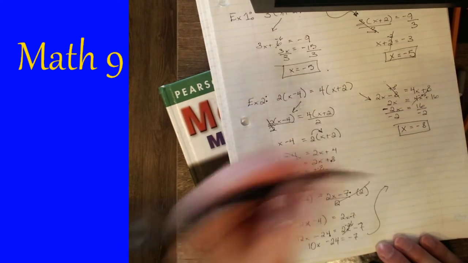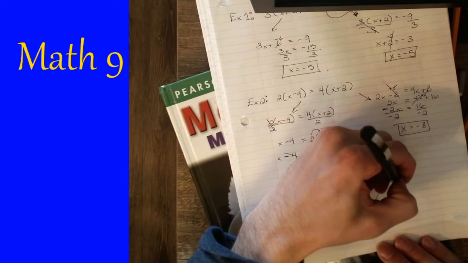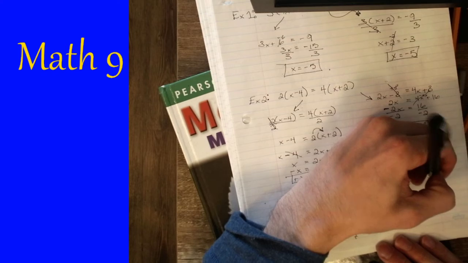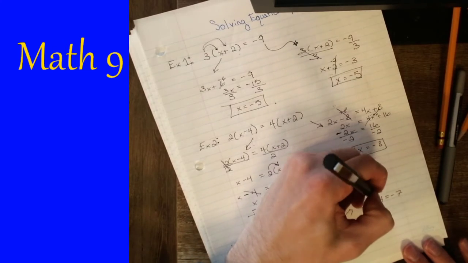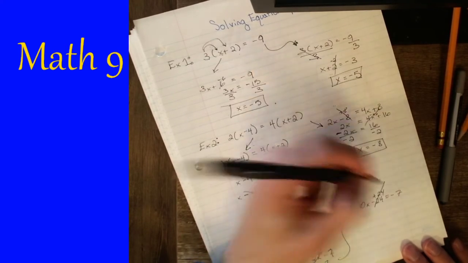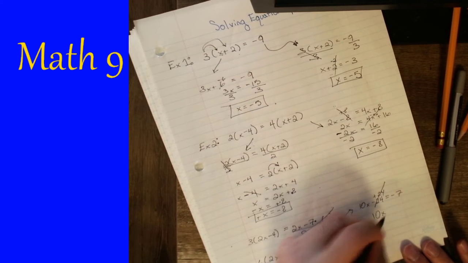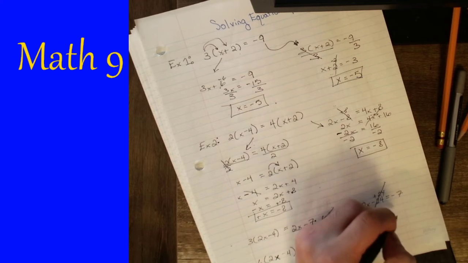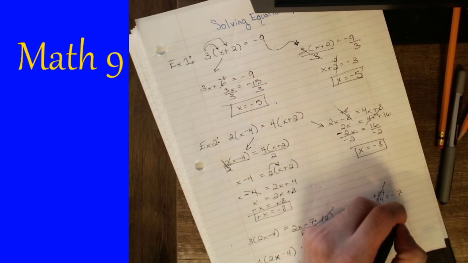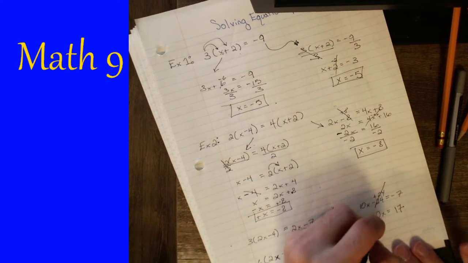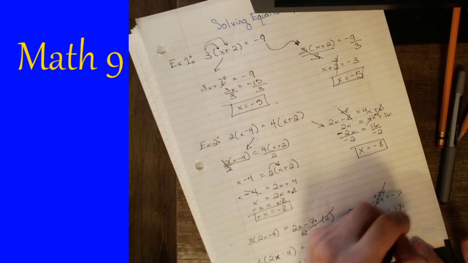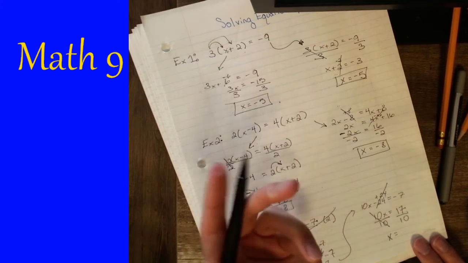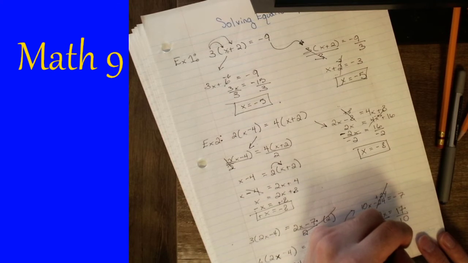Carry this on up here. 10x minus 24 is equal to negative 7. Now we'll add 24 to both sides to get 10x is equal to 17. And then divide everything by 10. So x is going to be equal to 17 over 10, or 1.7.